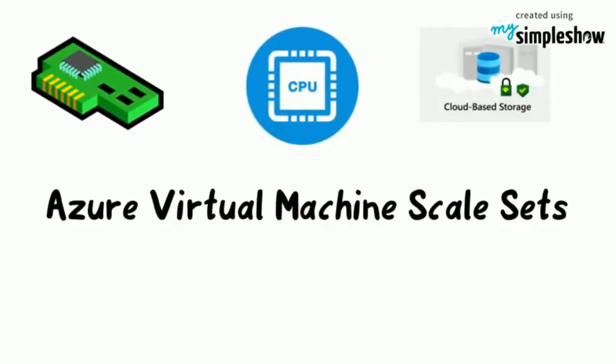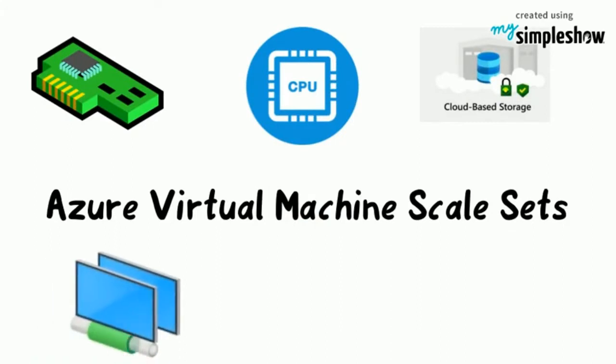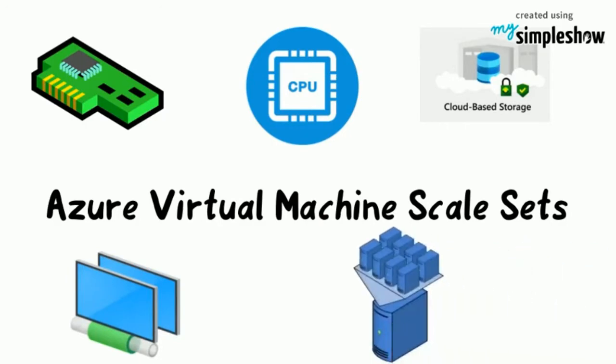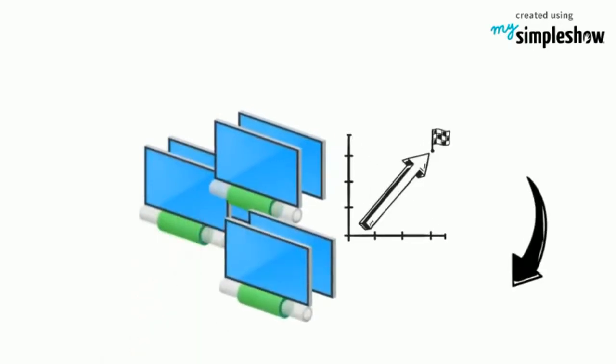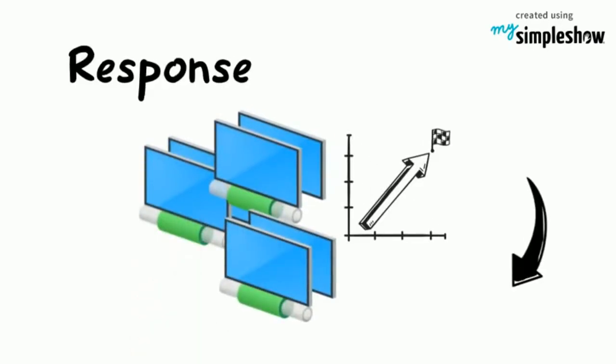2. Azure Virtual Machine Scale Sets. Azure Virtual Machine Scale Sets let you create and manage a group of load-balanced VMs. The number of VM instances can automatically increase or decrease in response to demand or a defined schedule.